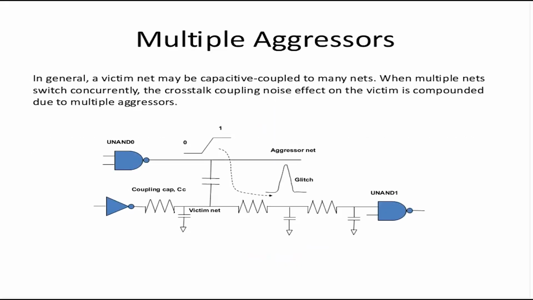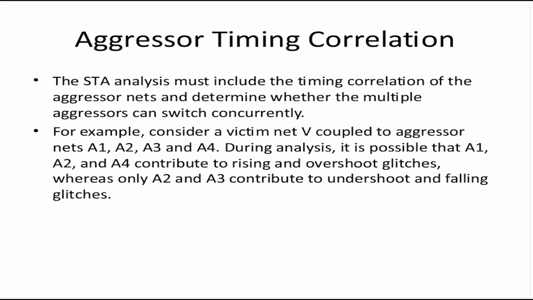Now there can be more than one aggressor because a net has a lot of surrounding nets, and it can even have 2, 3, 4, 5 aggressors. When multiple nets are switching concurrently, the effect is compounded due to multiple aggressors. The earlier case was where there's only a single aggressor. So for a complete, accurate analysis, what PT must do is consider that not all aggressors may matter. Let's say a net has 4 aggressors.